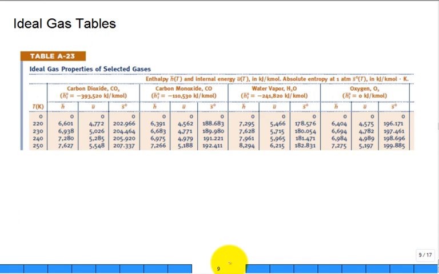You can also get it for different gases: carbon dioxide, carbon monoxide, water vapor, oxygen. But notice they have an H bar and a U bar. Don't worry about the S naughts. What does that bar on top of the H mean?